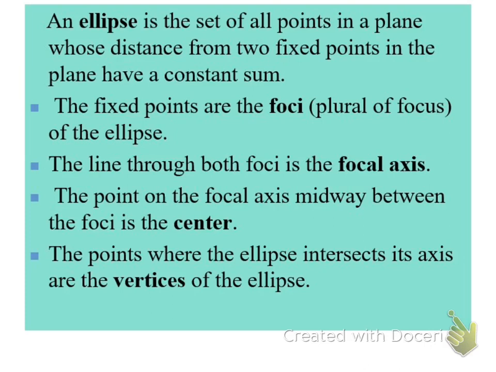The line that goes through both of them is called the focal axis. The point on the focal axis midway between the foci is called the center, which is what we're used to with circles. And the points where the ellipse intersects its axis are called the vertices of the ellipse.